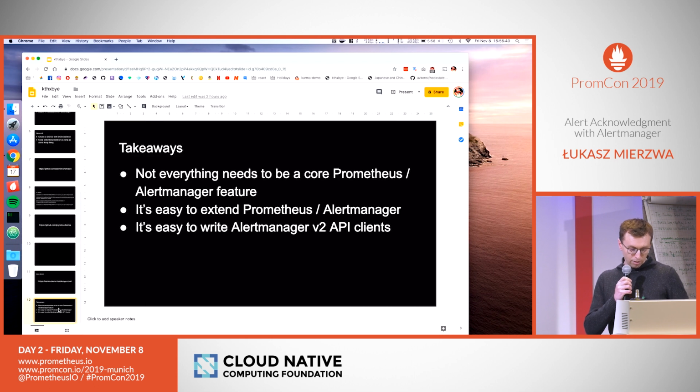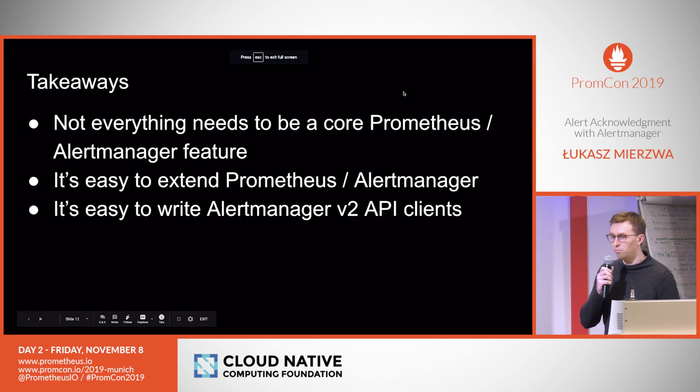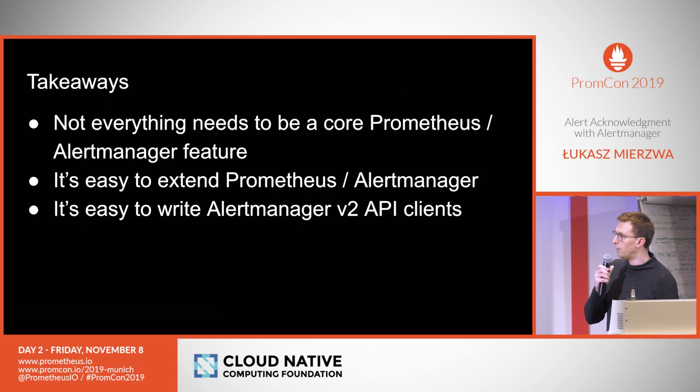Well, the takeaways. Not everything needs to be a core Prometheus feature. It's very easy to extend Alert Manager and Prometheus by using their APIs. It's especially easy to write Alert Manager API clients. I didn't need to learn any docs about the API for Alert Manager because I used the Go client libraries that are included in Alert Manager itself. It was a really easy task. So I encourage everyone to take a look at the Alert Manager code and use it.